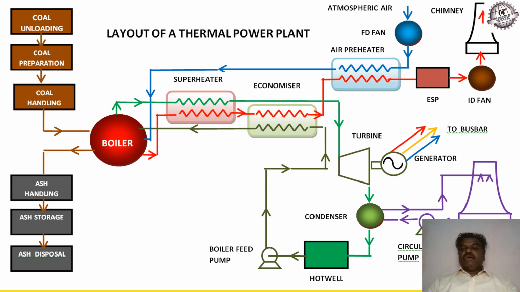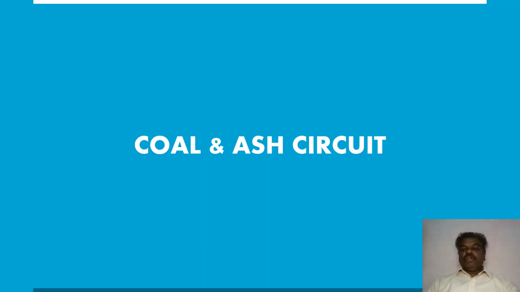And as far as the layout is concerned, a thermal power plant has four major circuits. They are the coal and ash. We'll see all these four circuits one by one, and at the end we'll be able to understand the general layout of the thermal power plant.